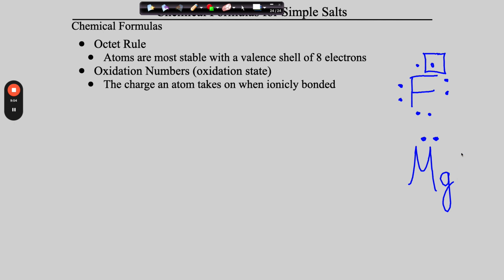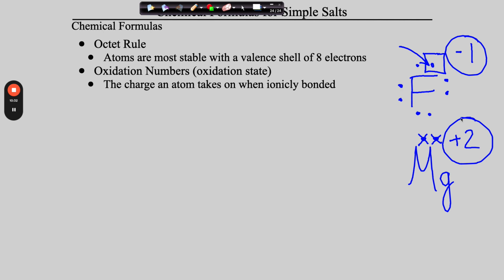It can't pick up any valence electrons. So what does magnesium want to do? Well, it has to give away electrons. How many electrons is it going to give away? Well, it's going to give away 2. And when this gives away 2 electrons, its charge becomes +2. Now guys, going back up and looking at fluorine, remember when fluorine gains an electron, its charge becomes -1. So these numbers, -1 and +2, are the oxidation numbers or oxidation states for these elements.